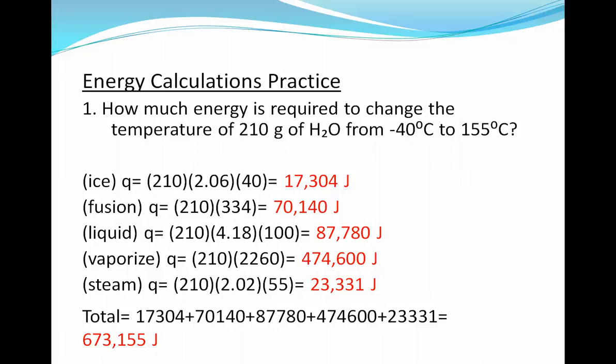Alright, hello. So this is part 3 of energy and changes in matter, skills practice number 6. So number 1 is how much energy is required to change temperature of 210 grams of water from negative 40 degrees Celsius to 155 degrees Celsius. The first part is ice, so there's no phase change, so you use Q equals mc delta T.